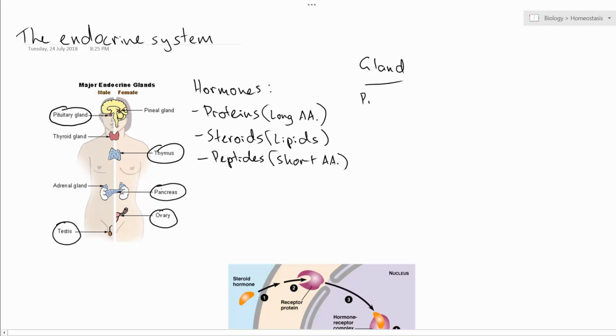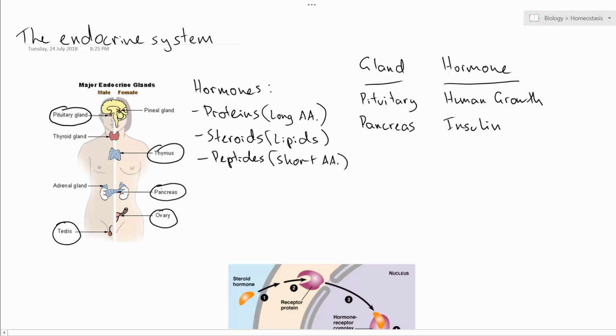So something like our pituitary gland secretes a hormone called human growth hormone. And the function of human growth hormone is to try and stimulate growth in cells. We can also look at something like the pancreas. So the pancreas is a gland that secretes insulin, which is to do with lowering our blood sugar level, or blood glucose level. So if blood glucose gets too high, pancreas will secrete insulin to send a message to relevant parts of the body that we need to decrease blood glucose level.